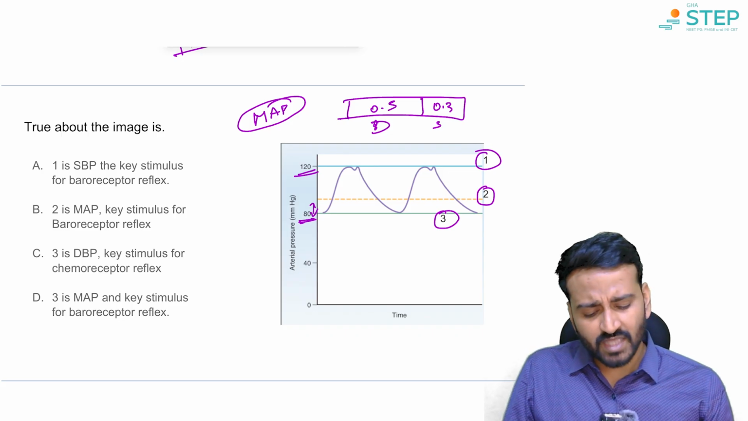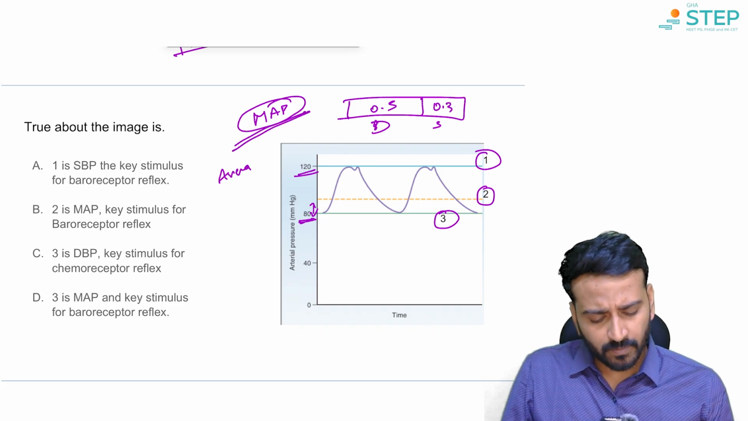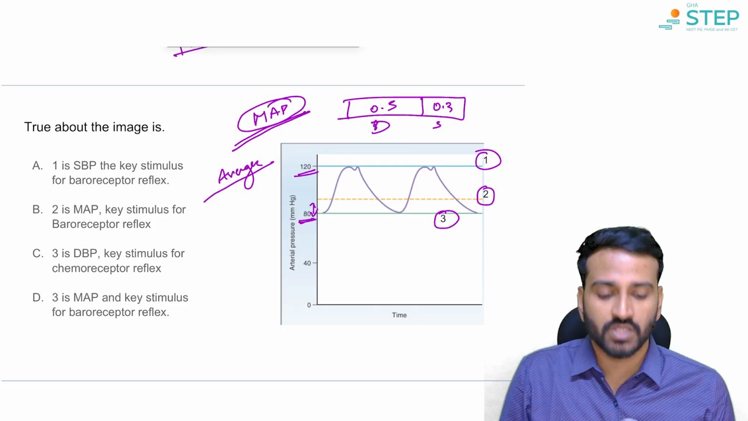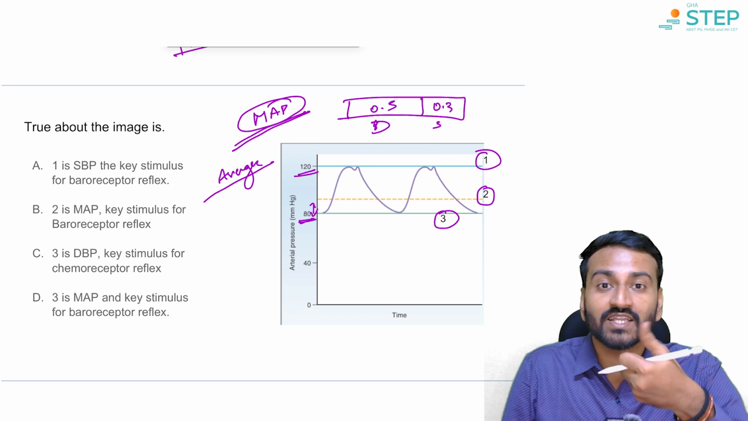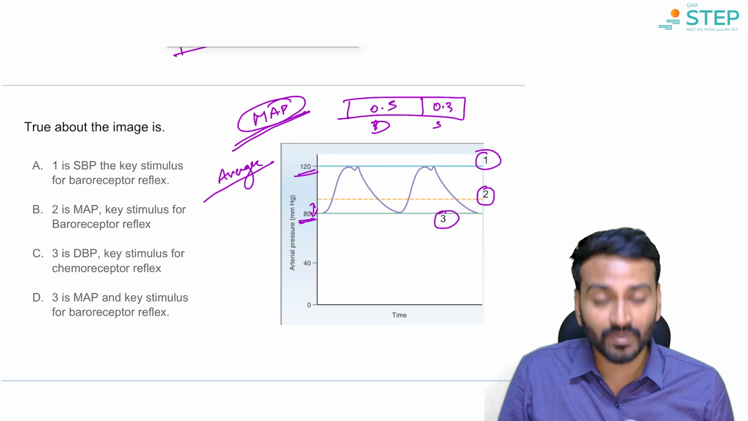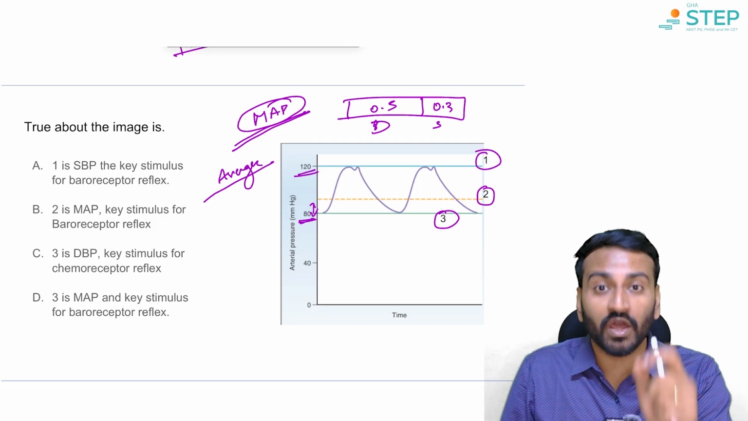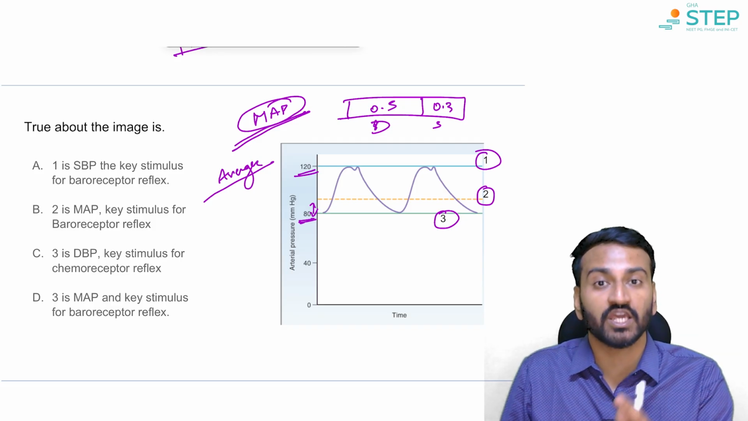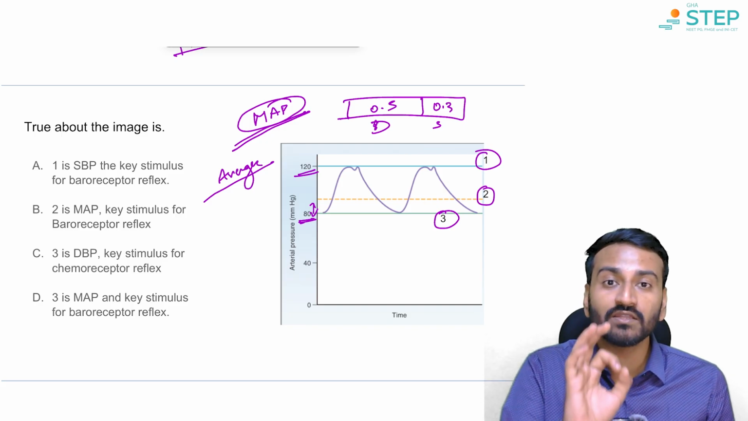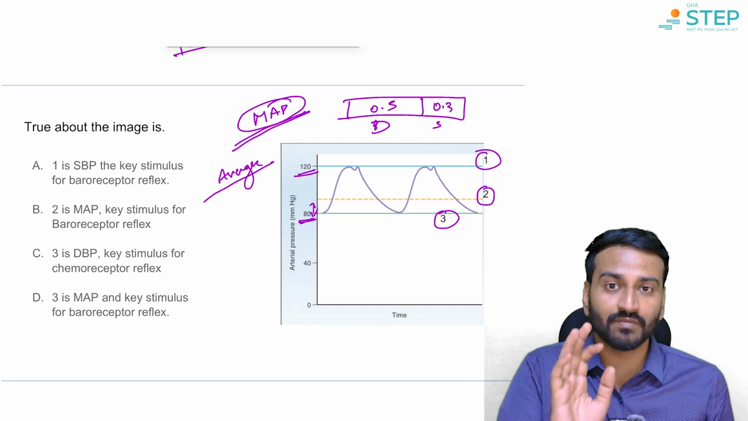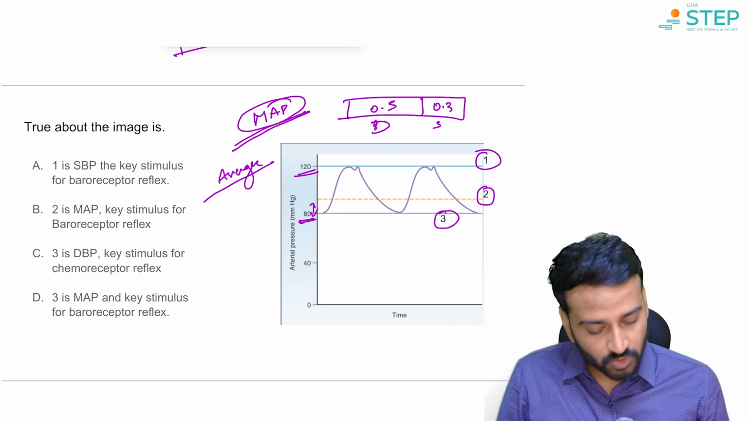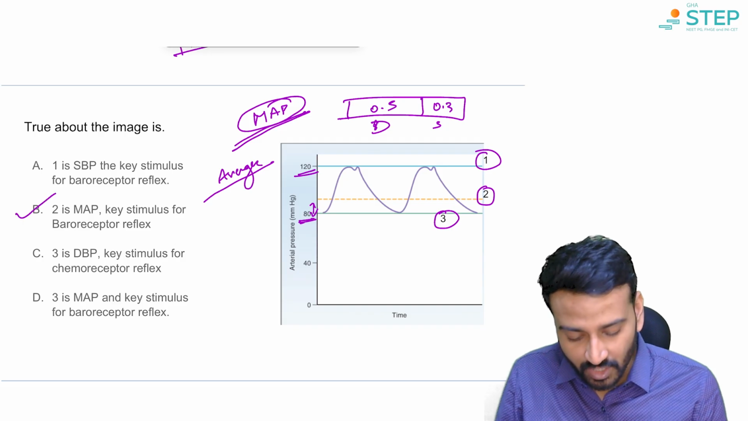And what is mean arterial blood pressure? It is the average pressure throughout the circulation. That means it is continuous. Whereas systolic blood pressure only occurs when there is a cardiac systole and there is a transient increase in pressure. Okay, so this MAP will be continuous. So MAP is the one which stimulates the baroreceptor continuously. If there is a change in mean arterial pressure, it is the key factor. It will be the only one to elicit a significant response in the baroreceptors. Okay, so 2 is MAP and the key stimulus for the baroreceptor reflex.